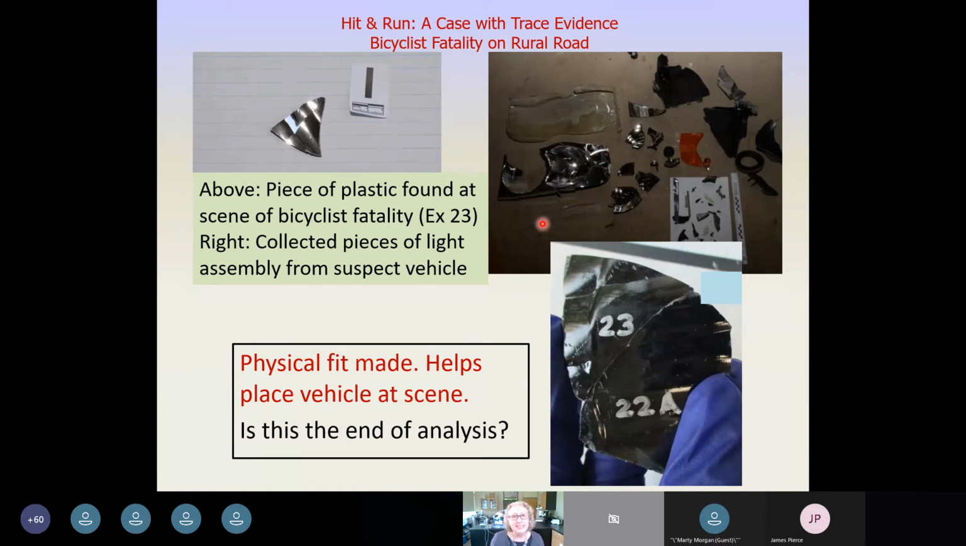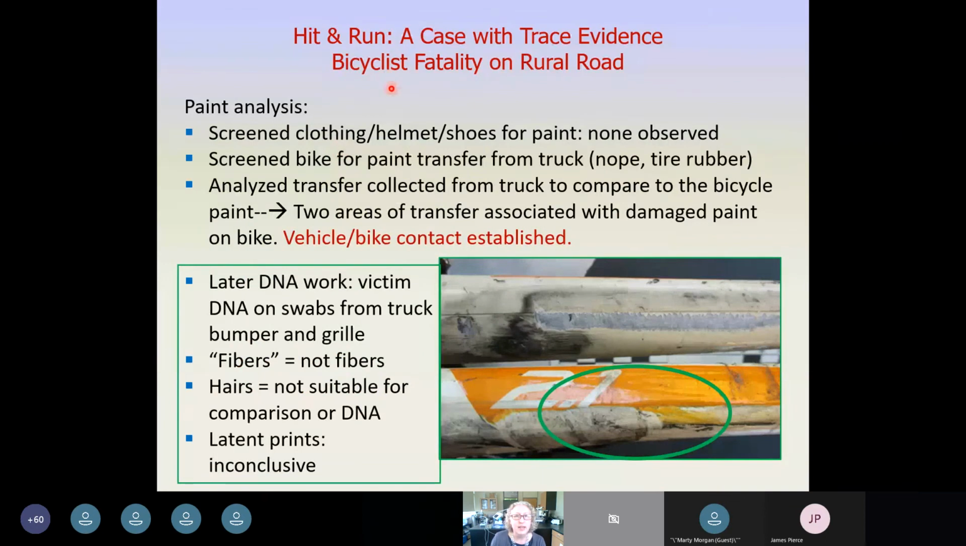However, the guy says he hit a deer, right? So this physical fit, although awesome and puts the vehicle at the scene, it doesn't answer the question of, did he strike the bicyclist? Because the presence of this broken piece could be explained by a deer strike. So we keep going. So the next step for the trace section was, we screened the victim's clothing, helmet, and shoes for paint transfer. So again, I'm looking for black vehicle paint from the truck transferring to clothing, helmet, or shoes. Unfortunately, none was observed.